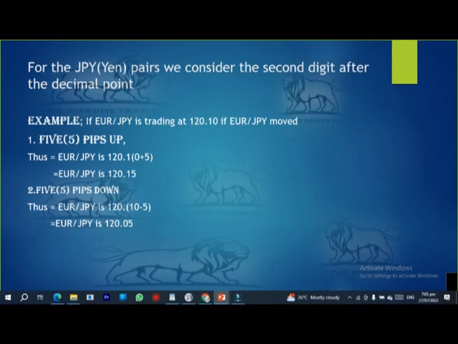Okay, so the second one, when it's coming down, we subtract. So for the Euro JPY, when it's coming down, that will give us 120 points, and then we subtract the 5 from that 10. Our final answer will be 120.05, because 10 minus 5 will give you 5, so 0.05.